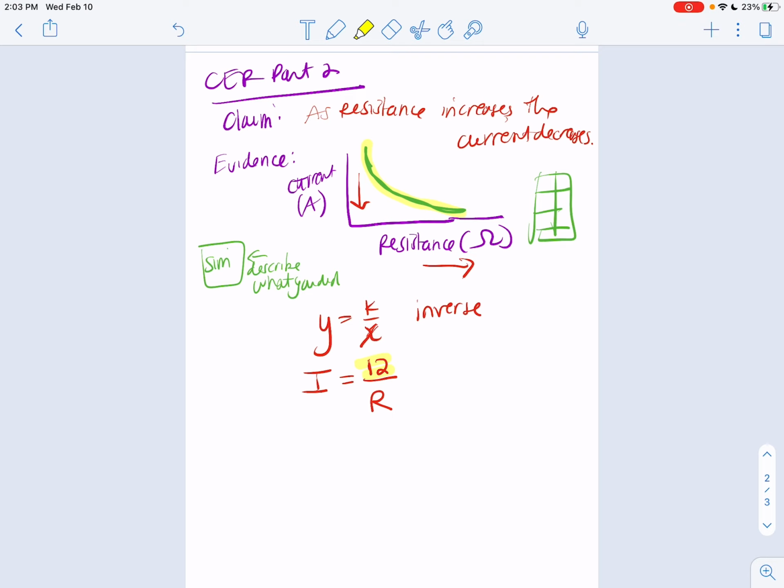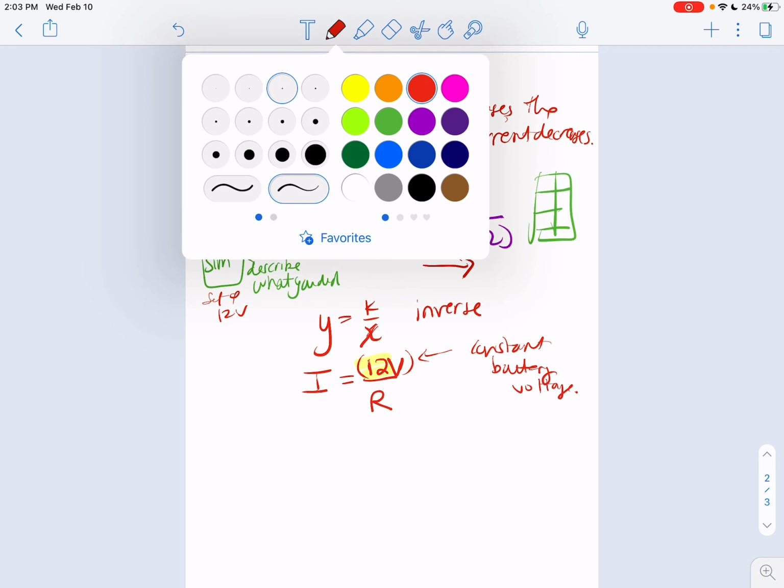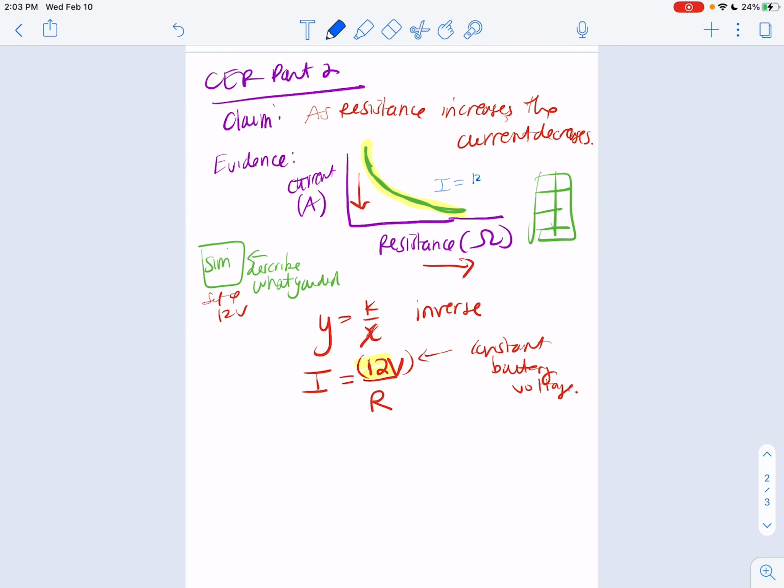The constant, because it's called a constant, doesn't change. So I want to think what else in my experiment didn't change. In this case, it was the battery. I set that at 12 volts to start with, so that is my constant battery voltage. If you want to write your math model up here in your evidence, you definitely can do that. Just don't explain it. Reasoning is where we'll start to explain all this stuff.